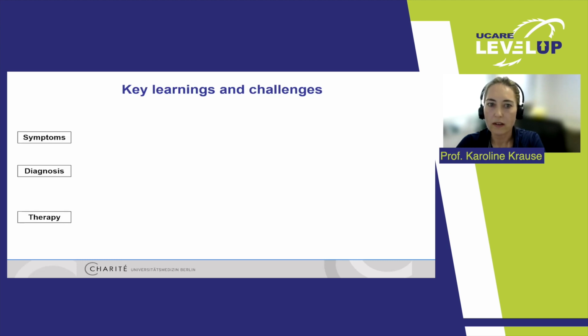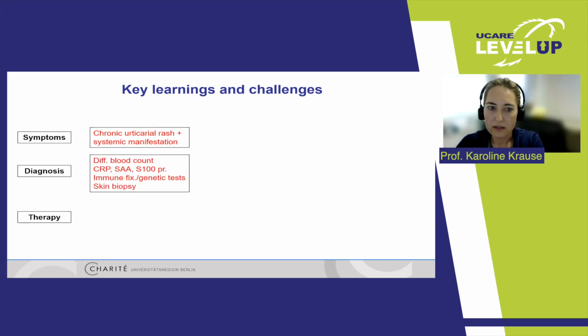So, key learnings and challenges. Symptoms: chronic urticarial rash and systemic manifestation. Then you should think about autoinflammation. For the diagnosis, it's important to look into a differential blood count, do inflammation markers, think about genetic tests, or if it's later onset adults, immune fixation. Also think about ferritin levels if it's an acute inflammation with a lot of joint involvement. Do a skin biopsy. Therapy: we have good anti-IL-1 blockers, also anti-IL-6 blockers.